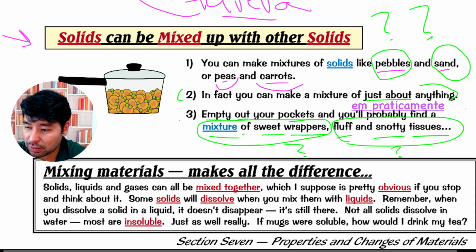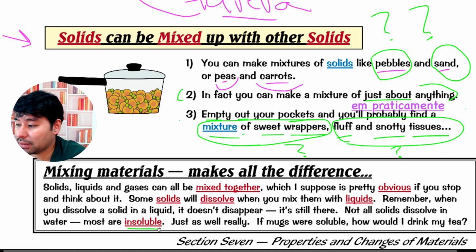Okay. Solids, liquids, and gases can all be mixed together, which I suppose is pretty obvious if you stop and think about it. Some solids will dissolve when you mix them with liquids. Remember, when you dissolve a solid in a liquid, it doesn't disappear. It is still there. Not all solids dissolve in water. Most are, okay, pronunciation. Let's get that. Insoluble. Again, insoluble. This is the meaning. Most are insoluble. Just as well, really.